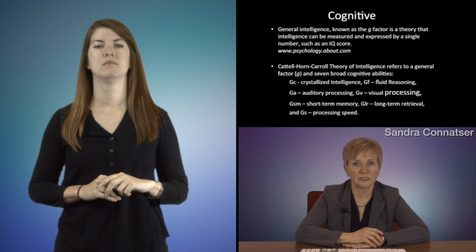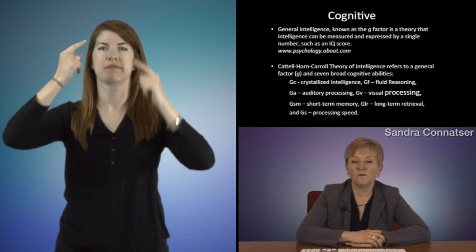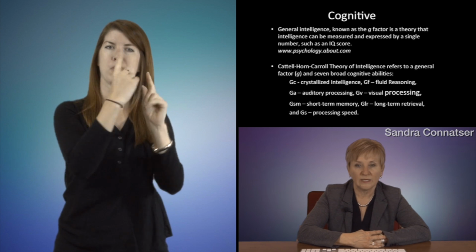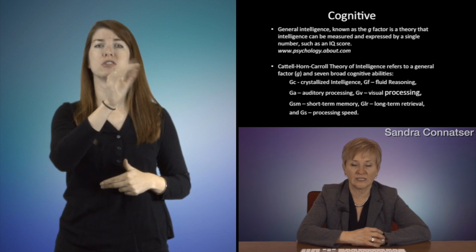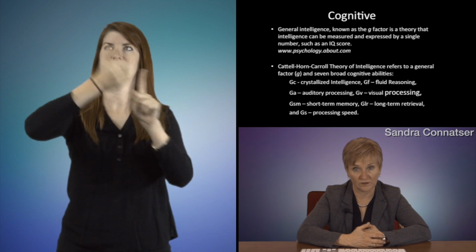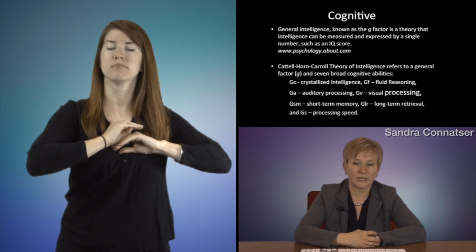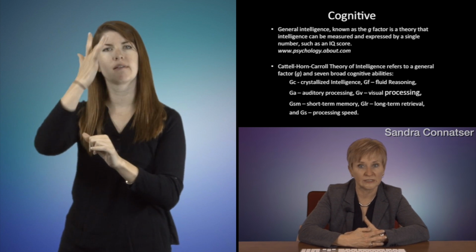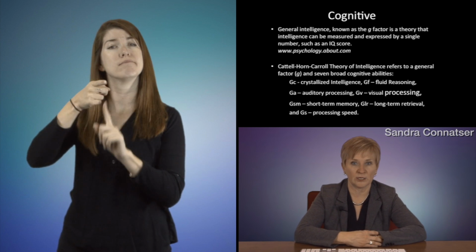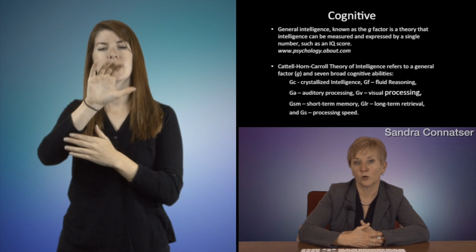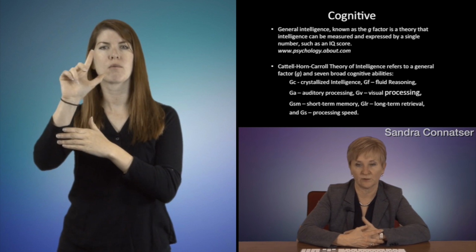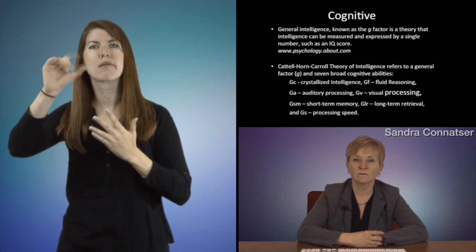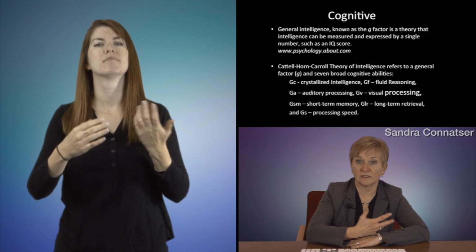In the area of cognitive ability, we know that general intelligence is often measured by a single number. This is known as the G factor, and it's a theory that intelligence can be measured with just one number. We also know that there are other theories of intelligence and measuring intellectual abilities. And one particular theory, the Cattell-Horn-Carroll theory, the CHC theory, tells us that there are 7 broad cognitive abilities, and they are known as the Gs.